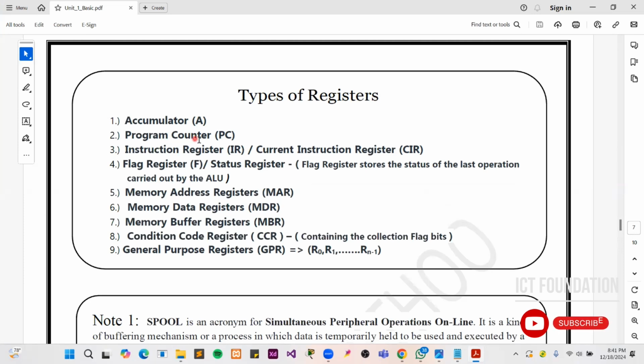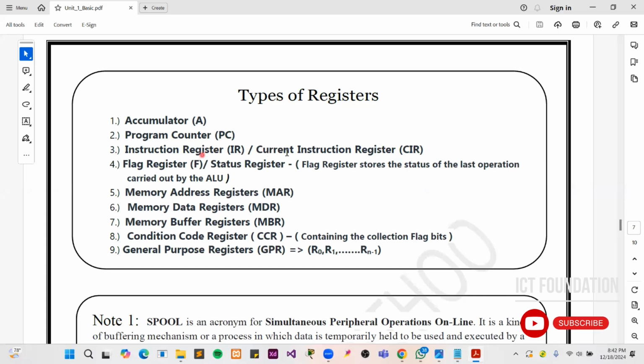Program counter is shorthanded as PC. This kind of register is storing data and it is identifying the next instruction which is run by the CPU. So this is a very important register which is identifying the next instruction for the execution of the CPU. Then here there are several types of registers.